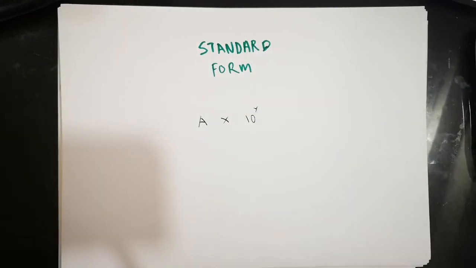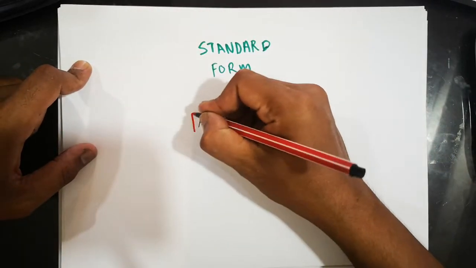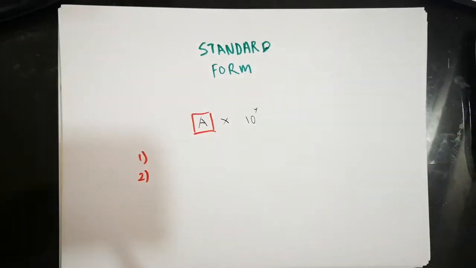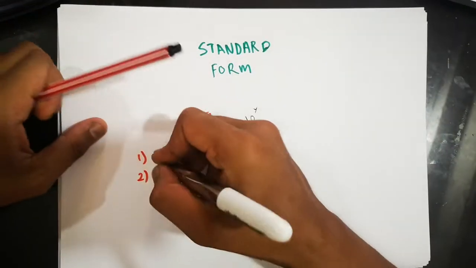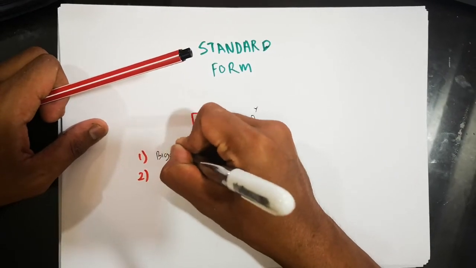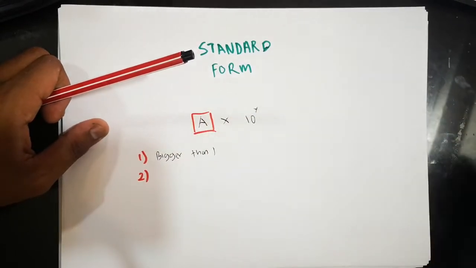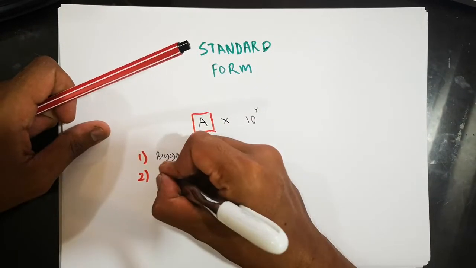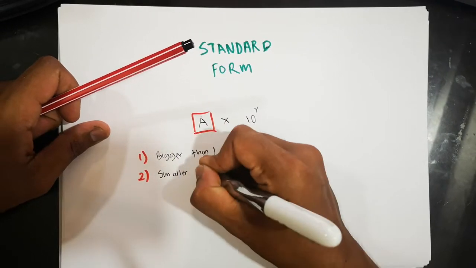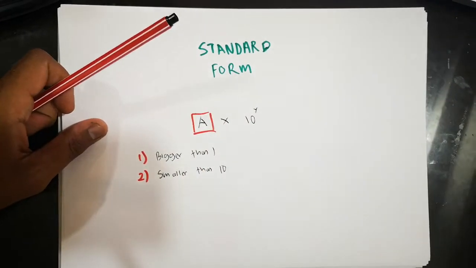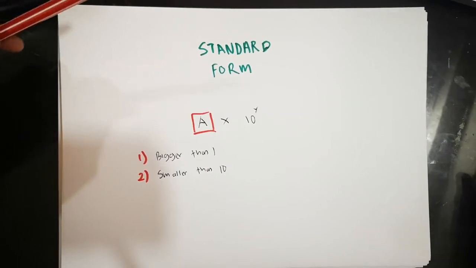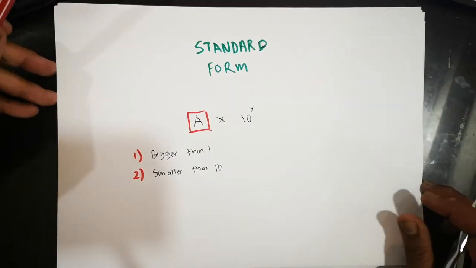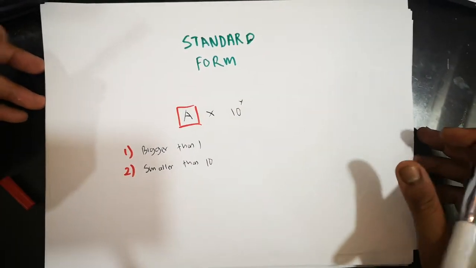So there are two rules that you have to follow. For A, the first rule you have to know is that A must be bigger than 1. Okay. But it has to be smaller than 10. So in other words, A must be bigger than 1 but smaller than 10. That is the only thing you have to remember in standard form.